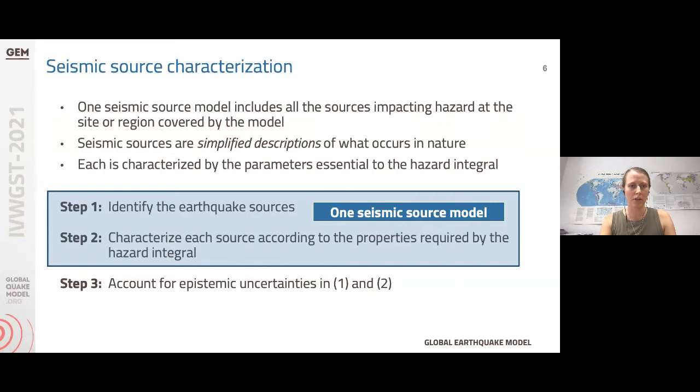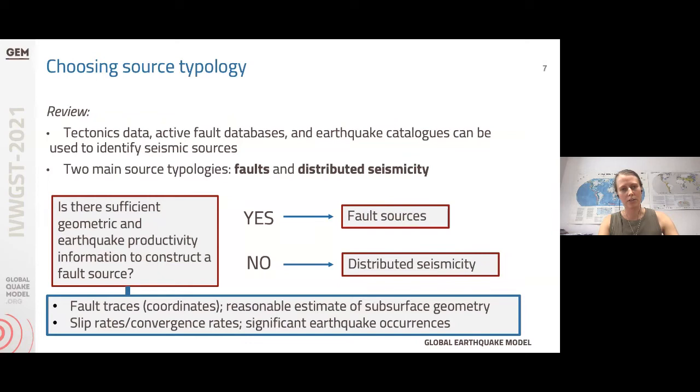So the first step in characterizing the sources is to choose the source typology. And yesterday we covered how we can use tectonics data, active faults databases, and earthquake catalogs in order to kind of zoom in on the seismic sources, the areas or the structures where earthquakes are happening. And there are two main source typologies, faults and distributed seismicity.